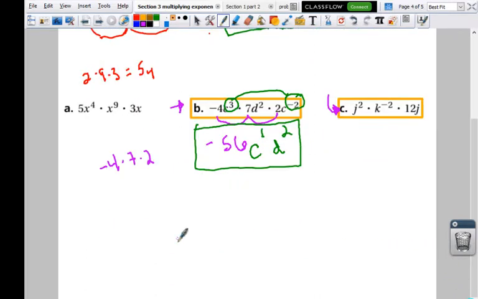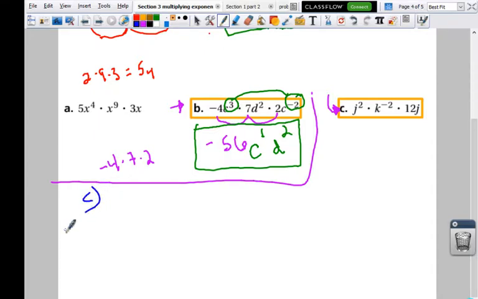Alright, so let's do part 2 together. Let's start us off, Will. What's the first thing I need to do? Times the numbers. And what are the numbers in front of J squared and K negative 2? 1, right? So when I do 1 times 1 times 12, what do we get? 12. Okay. I got 12 for that first part.